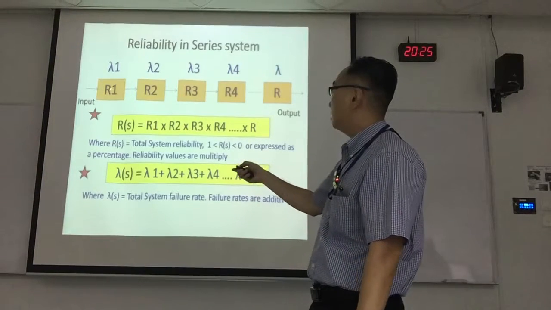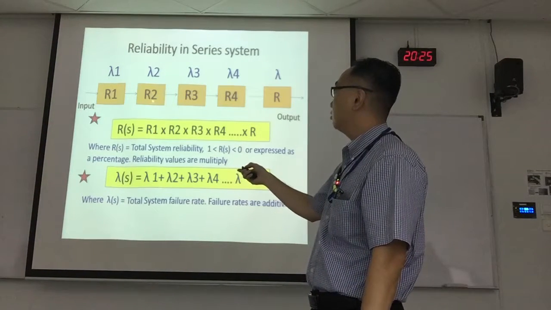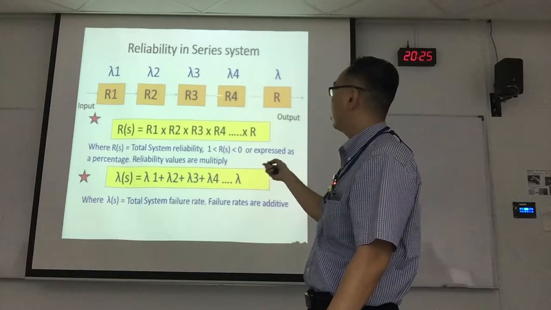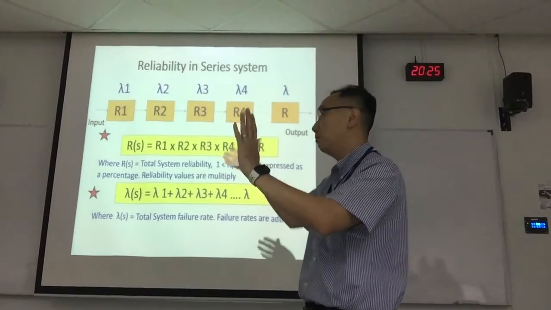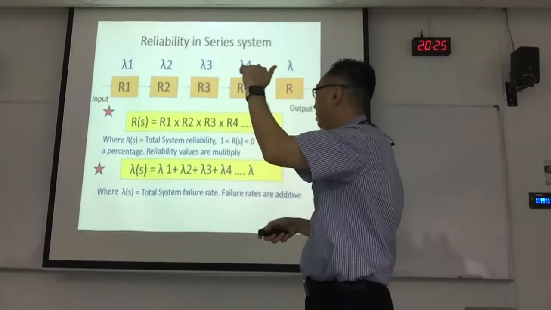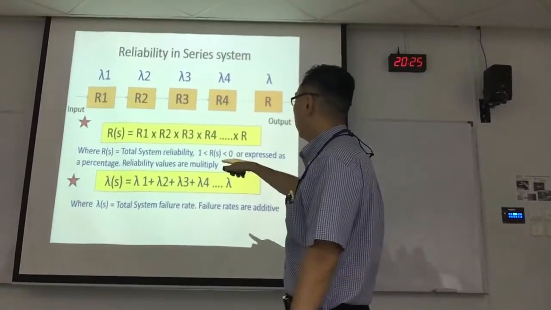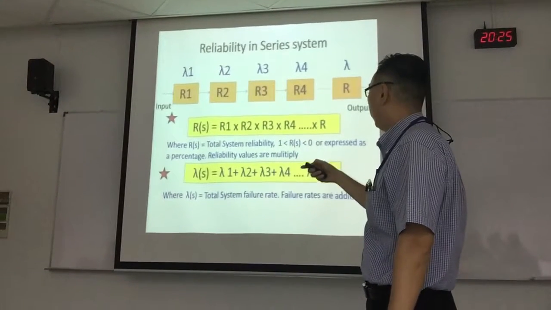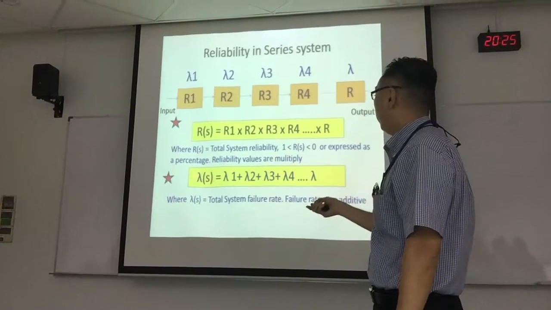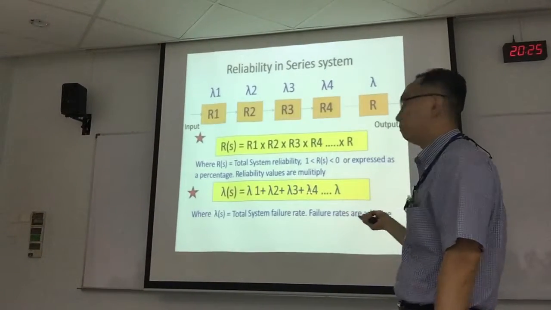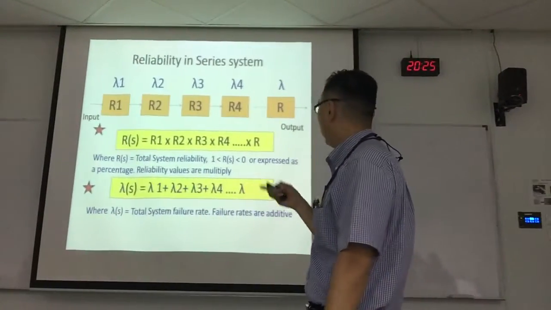Let's say this one is 0.86, this one is 0.99, for example, and so on and so forth. You will multiply them together. So the reliability actually drops quite drastically. Same for the failure rate. For failure rate in series, you add them. Let me give you an example here.